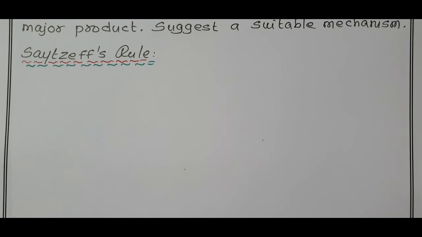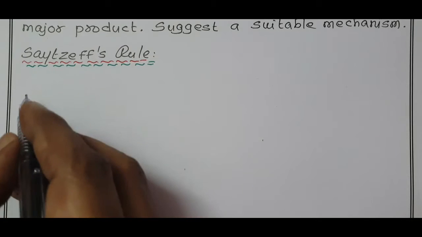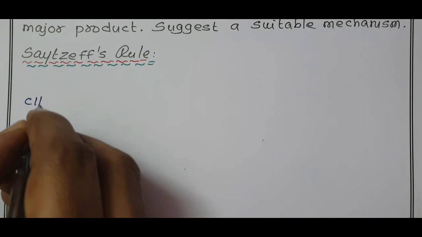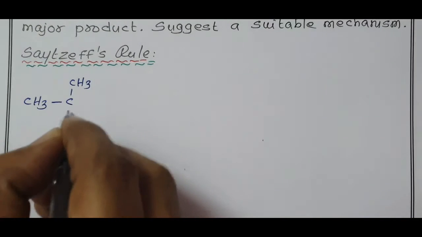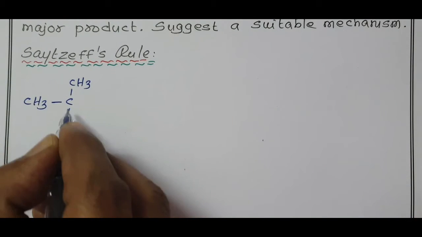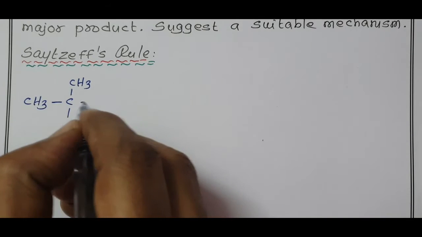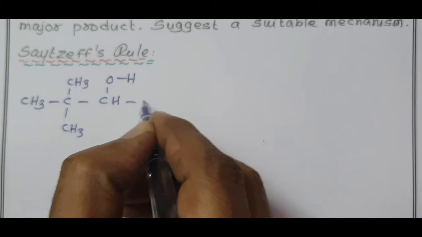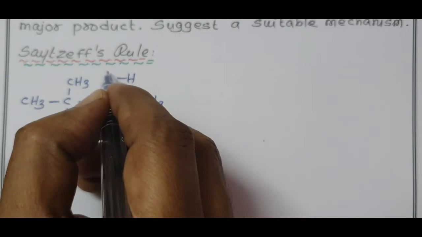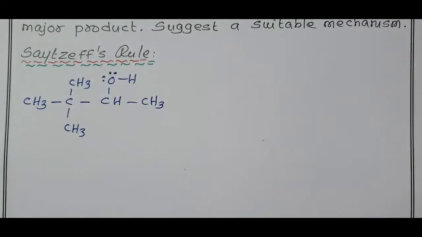The compound given is 3,3-dimethylbutan-2-ol. Molecular formula: CH3, CH3, this is the third carbon, butane, second carbon CH-OH, and CH3. We know there are two pairs of electrons on the oxygen atom. This compound is given with the IUPAC name 3,3-dimethylbutan-2-ol.